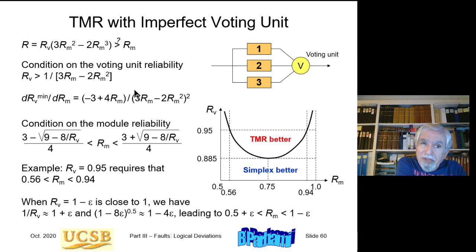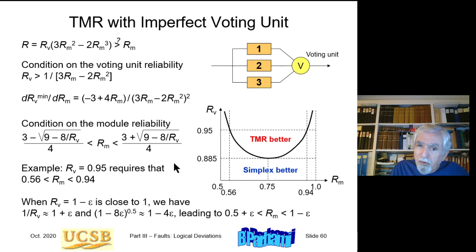you basically discover that RV, reliability of the voter, must be greater than this function of Rm. And if you plot this, this curve is basically when these two are equal. Above this curve is when the R for TMR is greater, TMR is better. Below this curve is when simplex is better. And then the 2 axes, we have Rm, module reliability, and voter reliability. So for a particular module reliability, let's say 0.75, and voter reliability 0.95, TMR will be better.